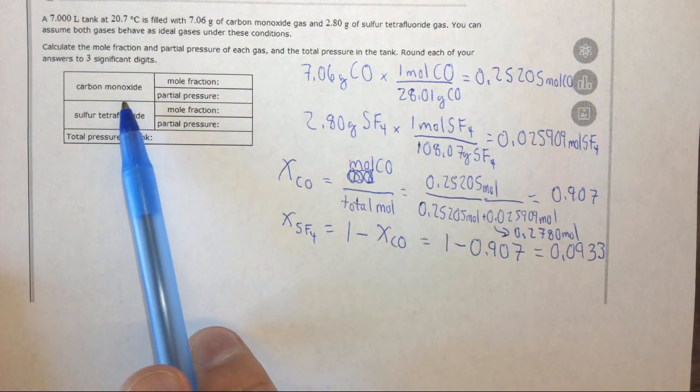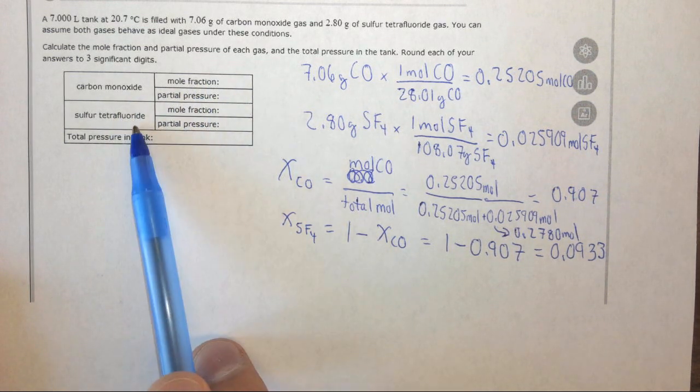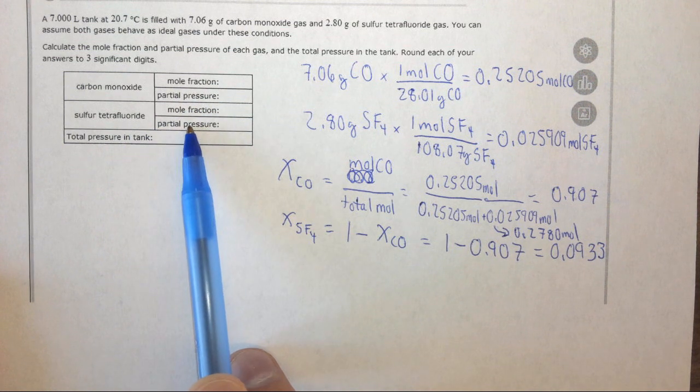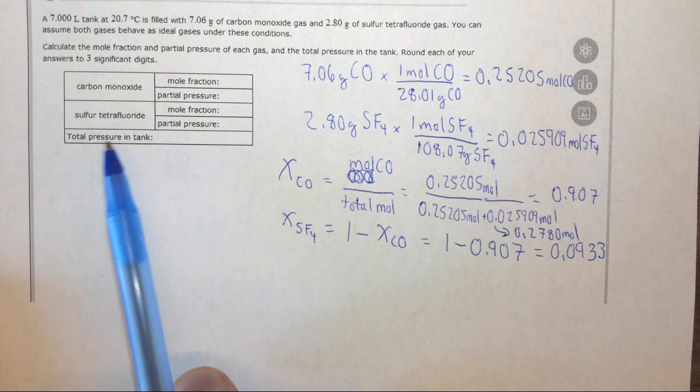So essentially what we want is the mole fraction of the carbon monoxide and its partial pressure, the mole fraction of sulfur tetrafluoride and its partial pressure, and the total pressure in the tank. This problem is quite a lot of work.